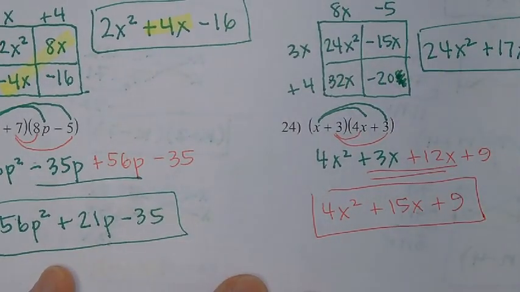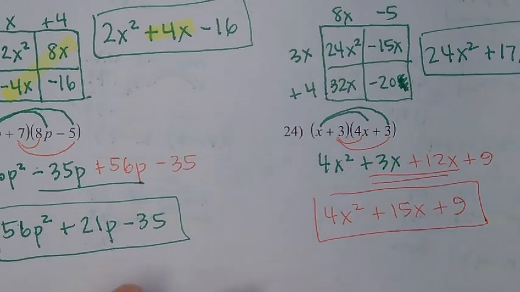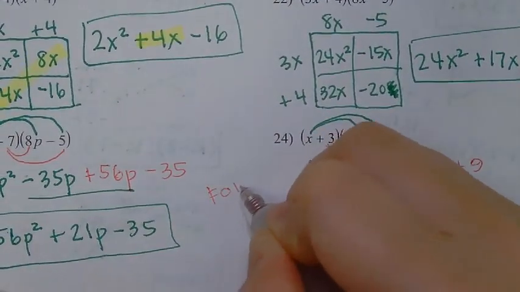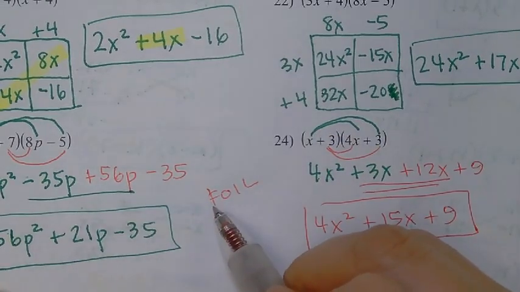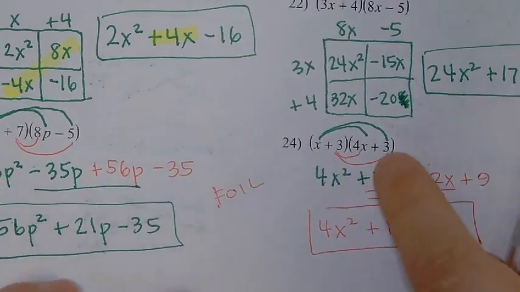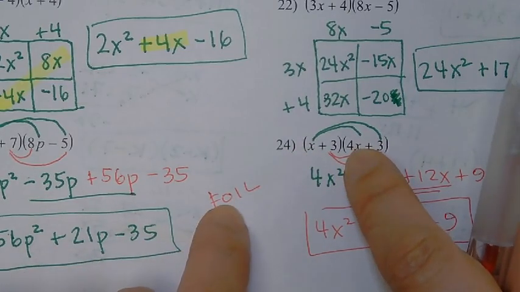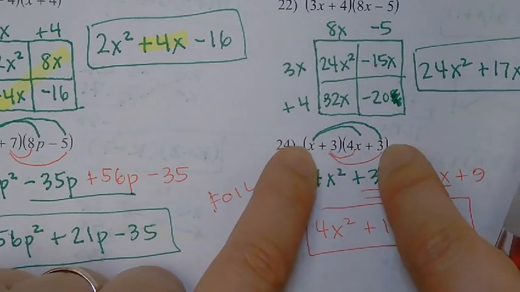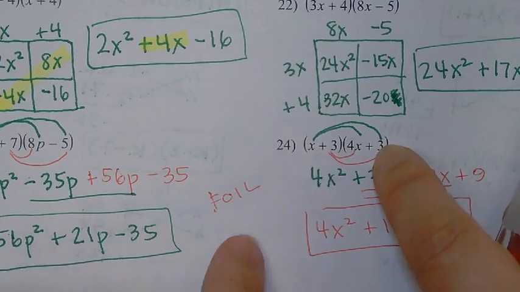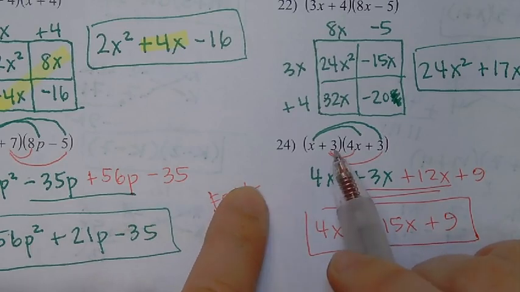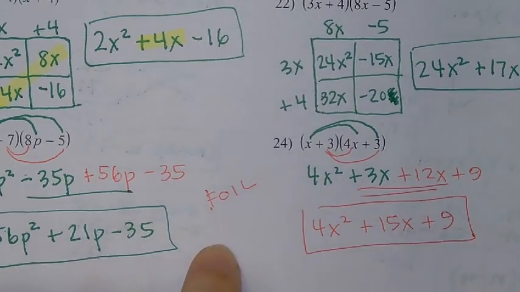Either way you choose, it's fine. Just make sure, a lot of people make mistakes, I said I was going to explain FOIL. The reason why it's FOIL is because F means multiply the first two terms right here, x times 4x. O means outer, so you're going to do x times 3, which is the outer numbers. I is the inner, so you're going to do the inner numbers, and L is the last. You're going to do the last two numbers, the 3 and the 3. That's why it's called FOIL.